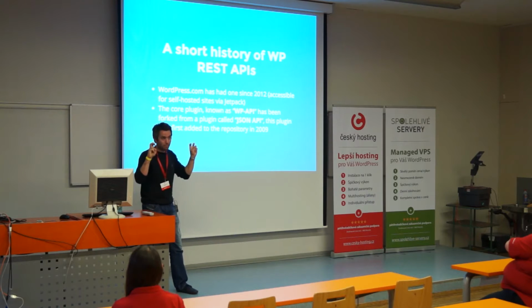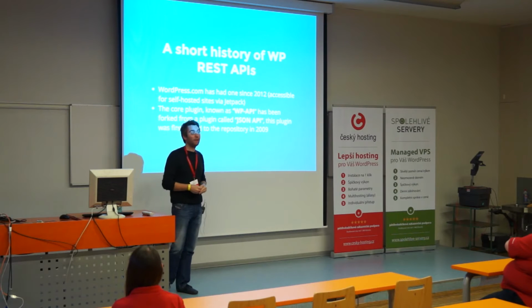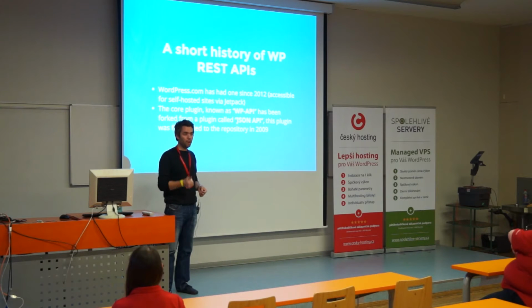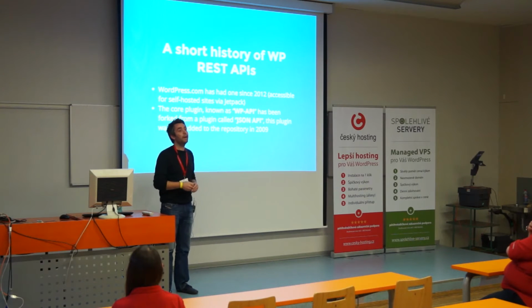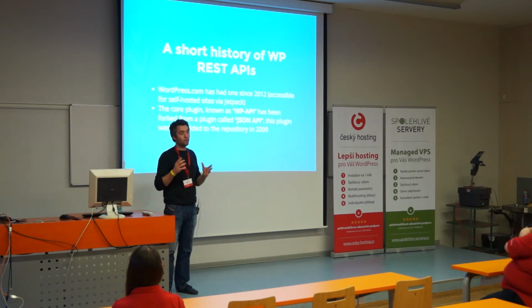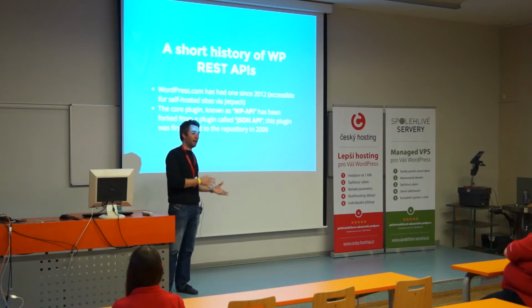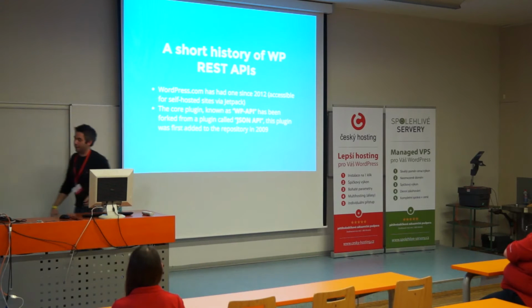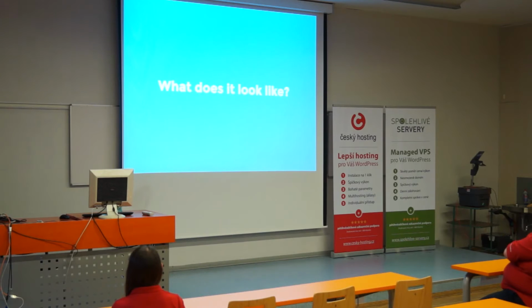It's known as WP API, and it was forked from a plugin in the WordPress plugin repository called JSON API. That was first put into the repository in 2009, and that was actually built as part of a project for the MoMA in New York, the Museum of Modern Art, and they basically wanted to build a Ruby on Rails front end with a WordPress back end, and so they didn't have a way of interfacing with the WordPress data, so they built a REST API, which was the first one that I'm aware of.